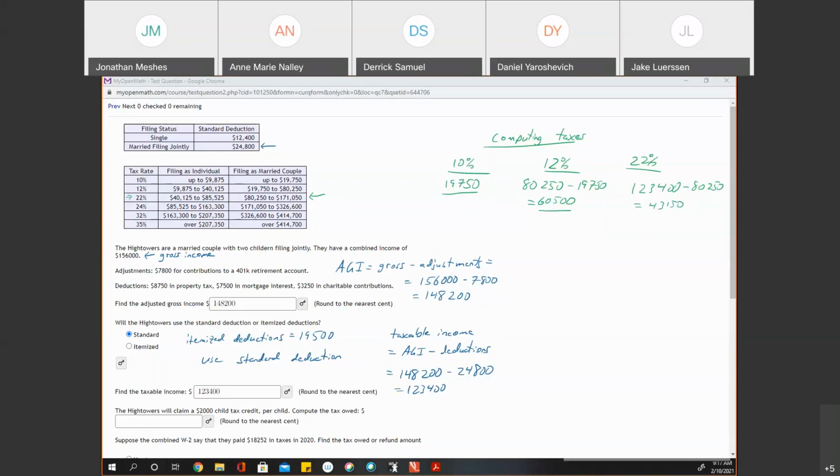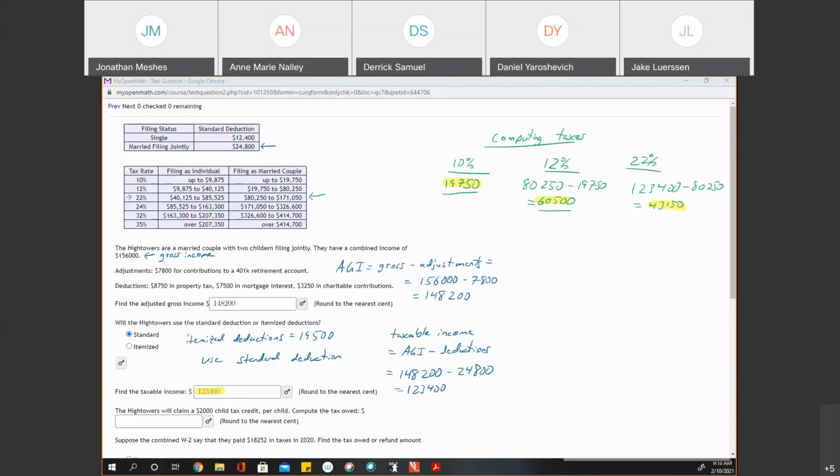Okay, and as a double check, what I can do is look at how much money is in each of these three buckets. And when I add those up, they should add up to be the same as my taxable income. Okay, so if you add up 19,750 plus 60,500 plus 43,150, right? You get 123,400. Okay. Now I'm not going to write that down because we're not using that for anything. That's just a double check to make sure that you didn't lose a number somewhere.